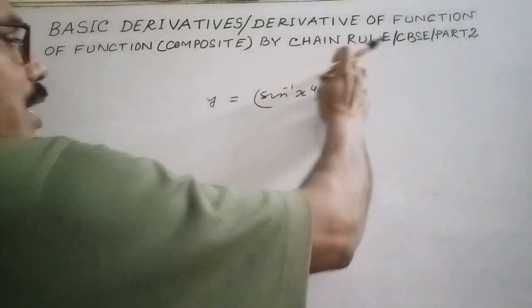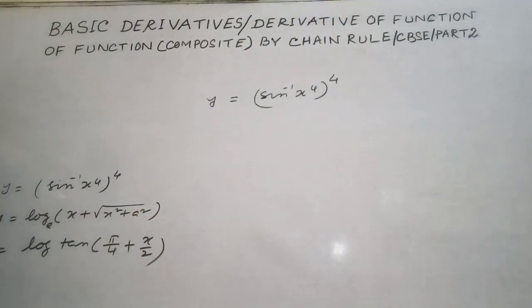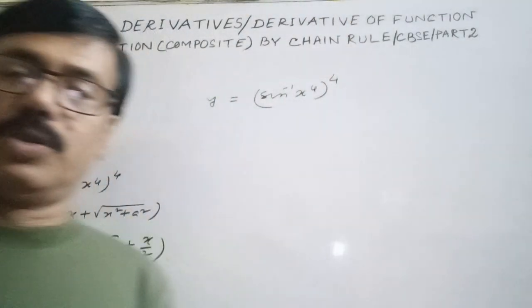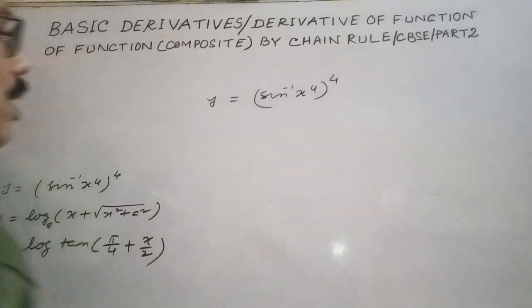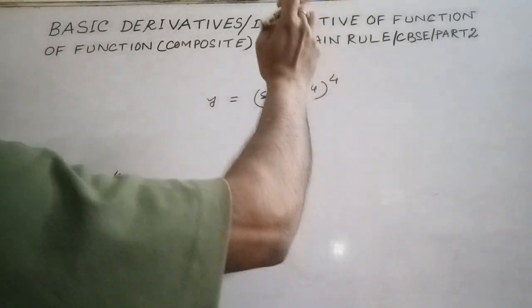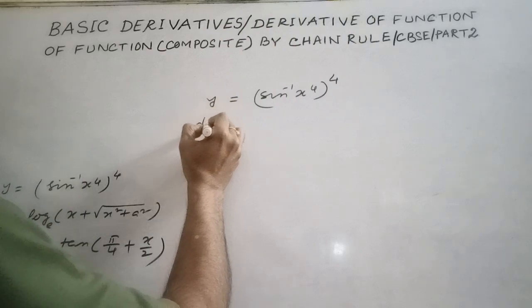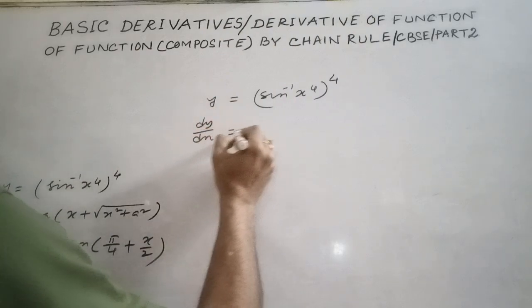So x to the power n, n is constant. So what is n? n is 4. So the main function is x to the power n. If you consider this as u, so u to the power 4. So dy by dx, 4 comes forward.